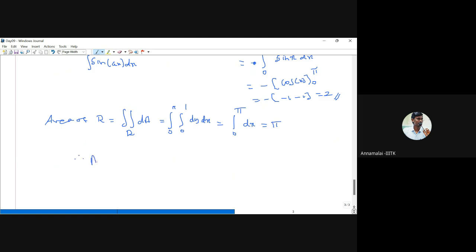Therefore, the average of f over R is 2 by pi, because the area is pi. That's it.